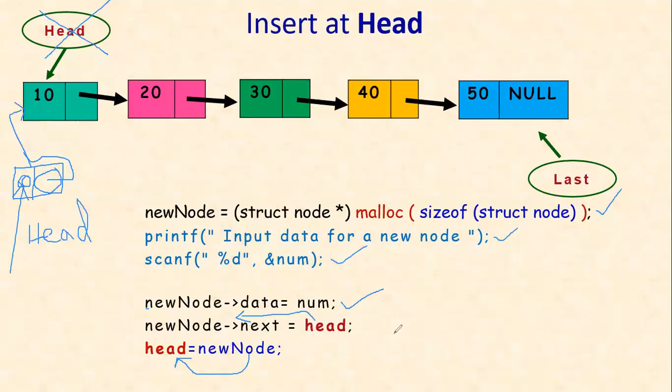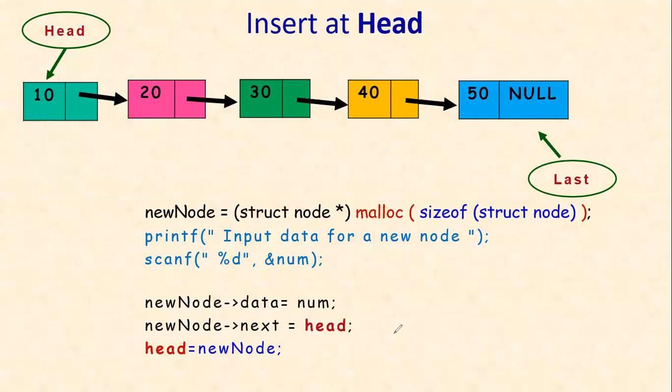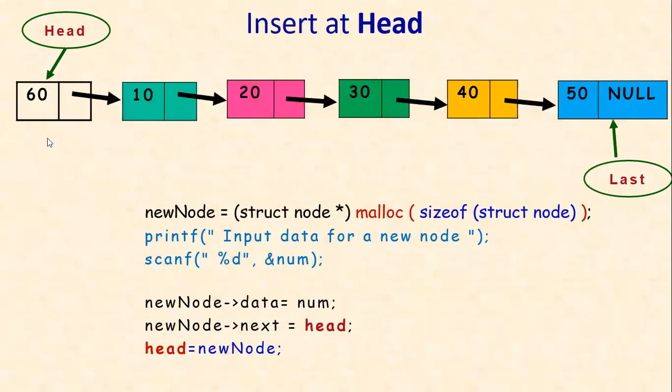Now you can see the graphics for the same. See, this 60 is a new node. 60 is the value held by the new node, and the new node became the head, and 10, 20, 30, 40, 50 is the existing list. Okay, so you have created a new node and inserted it at head position, and you made that new node the head. So this is the code you have written for this.